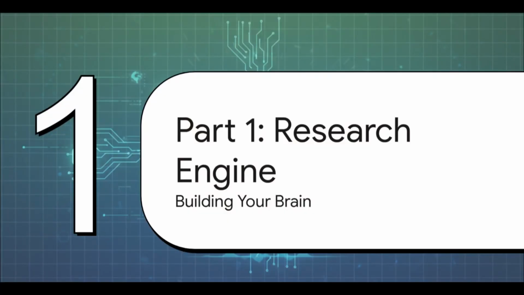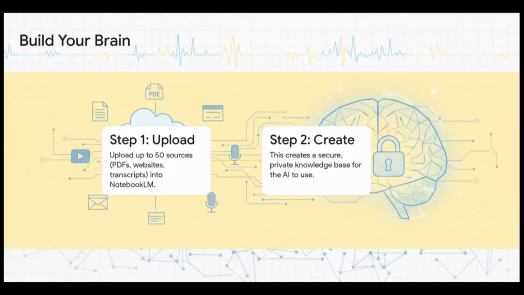All right, let's get our hands dirty. We're going to start by building the first piece of our engine, a secure, private research brain. And for that, we're going to use a tool called NotebookLM. So the first thing we got to do is feed this new AI brain of ours. You can upload up to 50 different sources. I'm talking competitor websites, industry reports, PDFs, even transcripts from YouTube. What NotebookLM does is create this totally secure, private little sandbox where the AI can only access the information you've given it. That's it. Nothing else gets in.